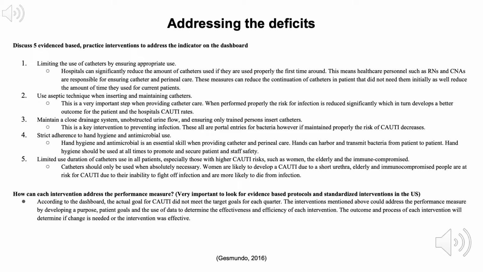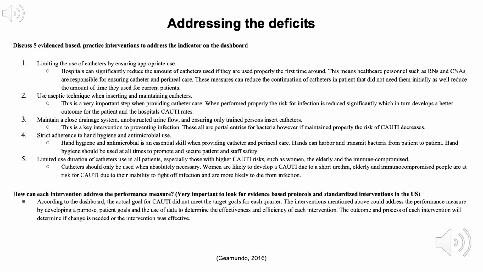The fifth intervention is limited use duration of catheters use in all patients, especially those with higher Cauti rates such as women, the elderly, and the immunocompromised. Catheters should only be used when absolutely necessary. Women are likely to develop Cauti due to their short urethra. Elderly and immunocompromised people are at risk for Cauti due to their inability to fight off infection and are more likely to die from infection.